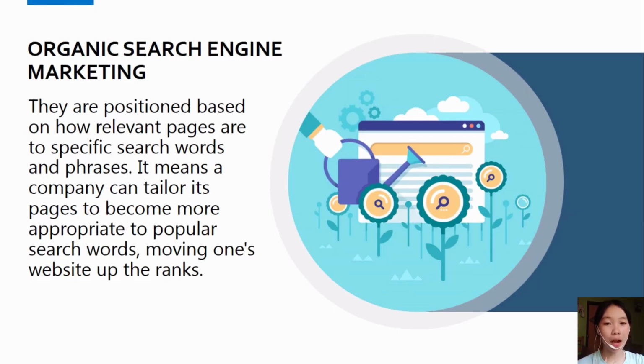Sixth element is organic search engine marketing. They are positioned based on how relevant pages are to specific search words and phrases. A company can tailor its pages to become more appropriate to popular search words, moving one's website up the ranks. This is known as search engine optimization or SEO. While this is a delicate science, it would not cost money to anyone and is very easy to employ if the company chooses to do it.